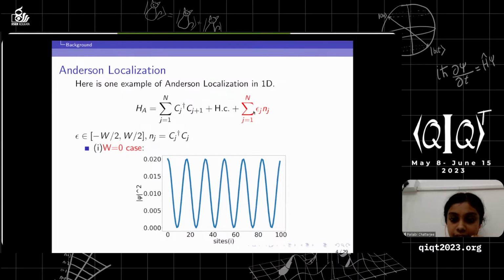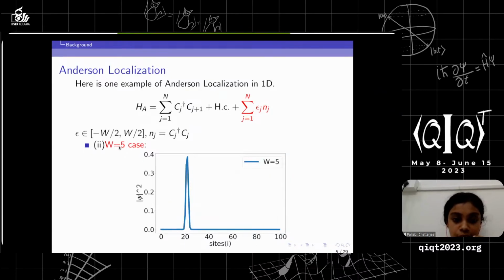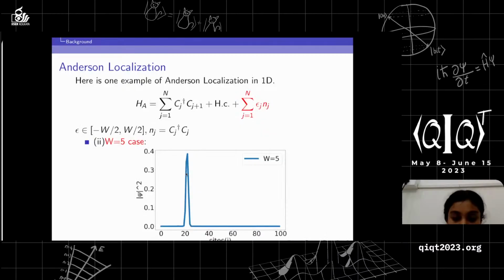Now, if we add this red term, which contains nj, the number operator, and if we write the Hamiltonian in a matrix form, this Cj dagger Cj will create the diagonal entries of the matrix, and this epsilon j is a random number which we can choose between the window minus W/2 to W/2. If we choose this epsilon j randomly from this window, then all the diagonal entries will be random. And in presence of this random disorder, here I took W equals 5, so we give a finite amount of disorder. One can see the wave function |psi|^2 is localized to a particular site.